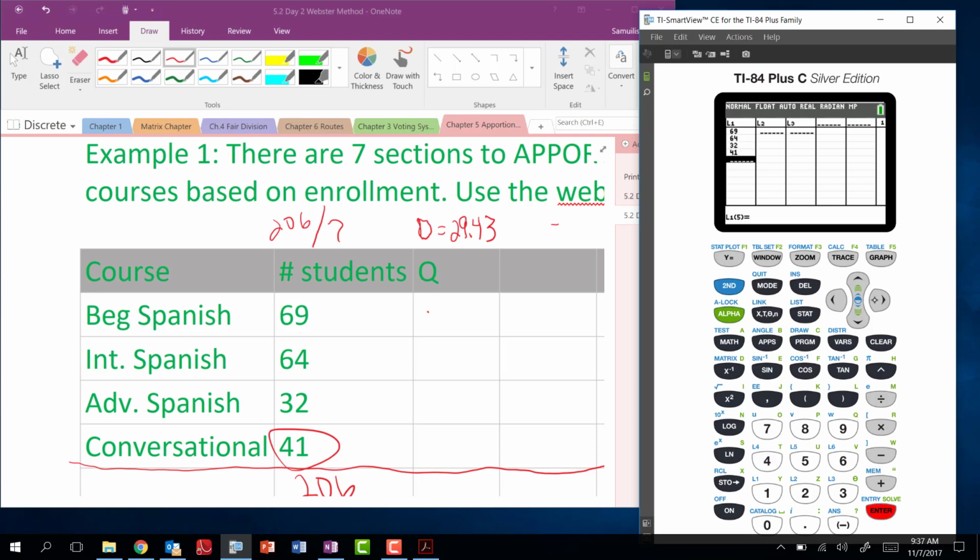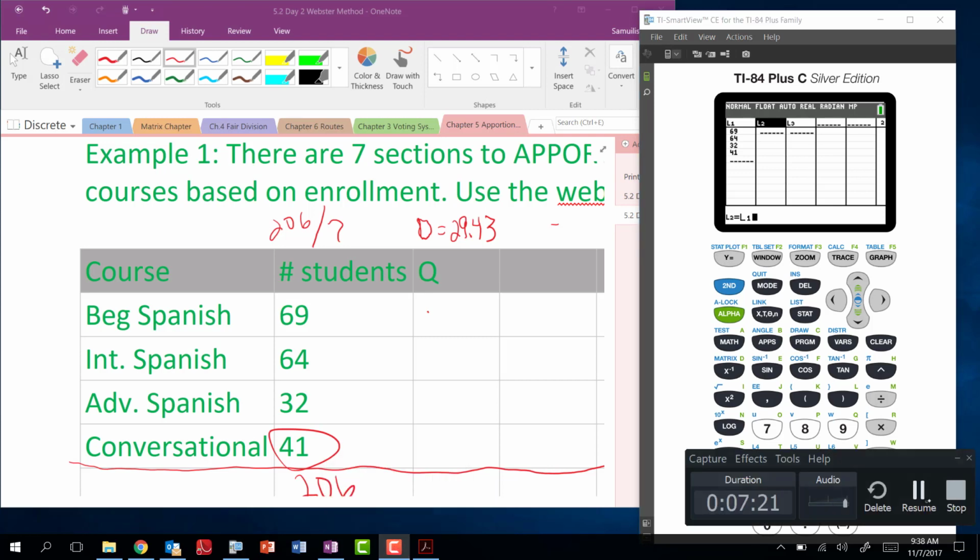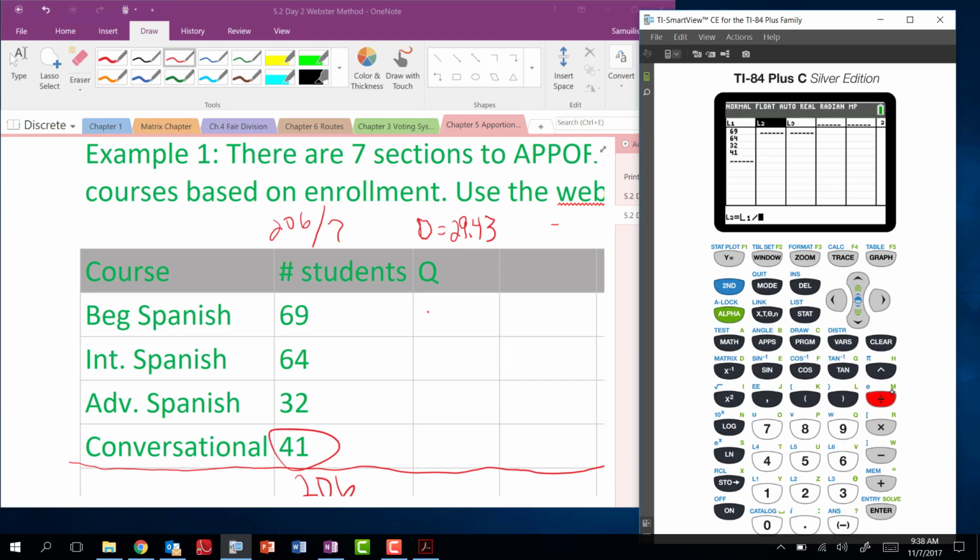And then you go over here, and then you go up to L2, and then you hit second. You see it lit up in red there? 1, because that is L1's name. And it goes right here, L2 equals L1. This is if someone has not done this. Hold on, we got a customer. L1 divided by that 29.43. Now, you're certainly faster than me, all these interruptions and stuff.